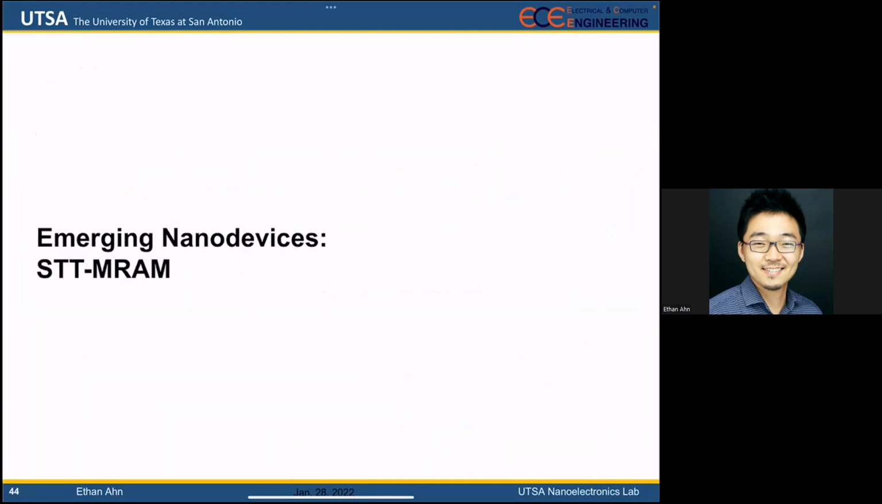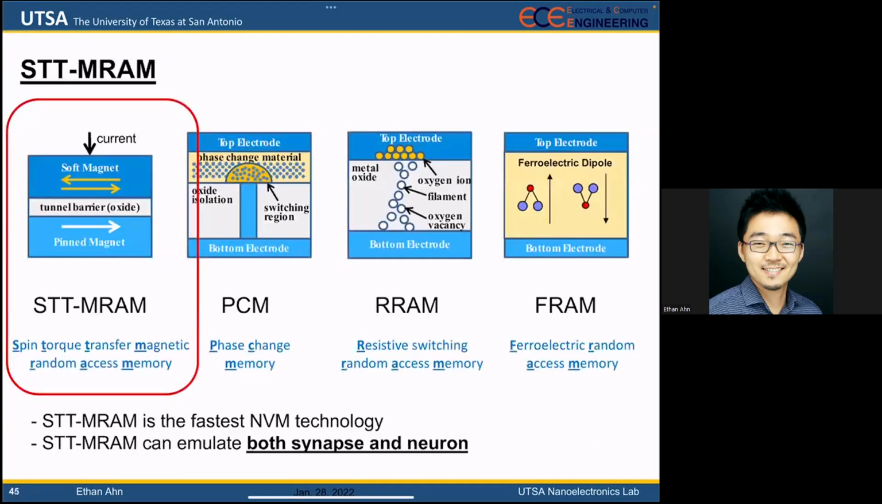All right, and the last candidate that I wanted to briefly touch on is spintronic devices, STT-MRAM. STT-MRAM stands for spin transfer torque magnetic random access memory. In terms of performance, for example switching speed and the ability to achieve very, very low power consumption, STT-MRAM is the best, in my opinion. It can even beat PCM, RRAM, and FeRAM. So when it comes to performance, it's still the best candidate technology, but there are some issues too, and I'm going to talk about that more later.